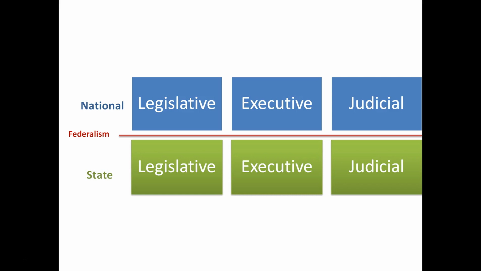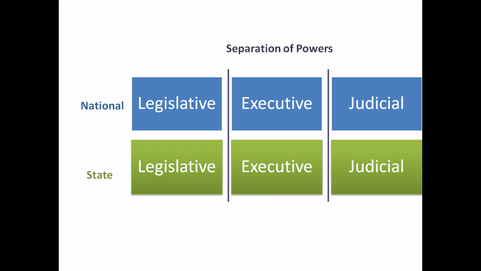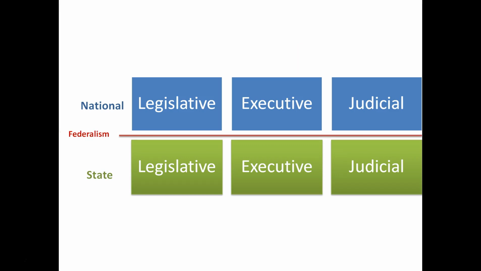Sometimes state and national governments have similar powers, like they can both tax us. Yay! Taxes! But there are some powers that only the national government has that would only be above that red line, and some powers that are only given to state governments that are below that red line. So this is separation of powers. Different. Think of the branches of government. Federalism is the levels of government, a different division.